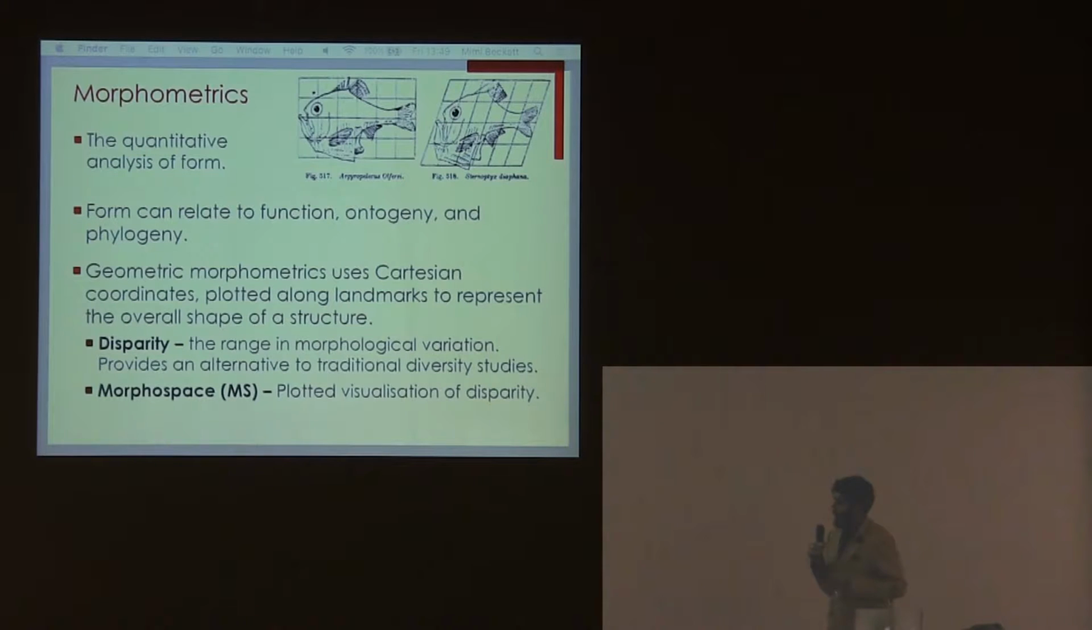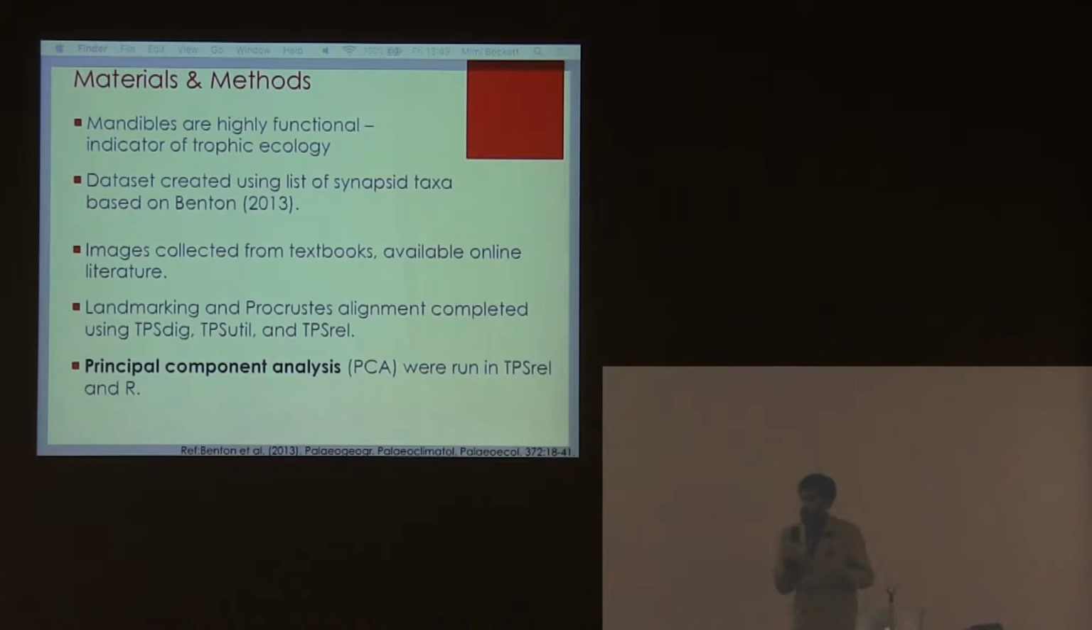You can display that as disparity in discrete data, so disparity trends through time, or we can plot it more visually as morphospace. So why mandibles? Well, they're highly functional parts of the vertebrate anatomy. After all, they are primarily responsible for the ingestion and mastication of foodstuffs, and therefore highly relevant to studies of trophic ecology, which is an important factor in studying any organism's ecology, really.